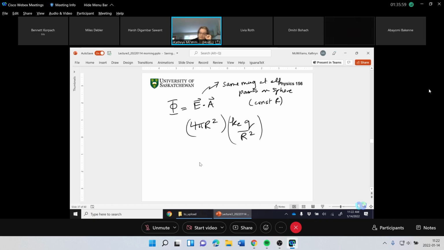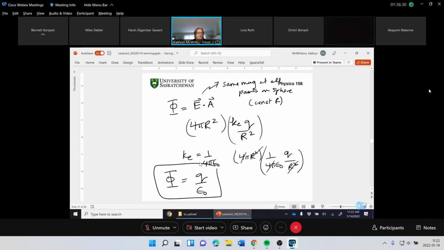Okay. KE is 1 over 4 pi epsilon naught. So you could rewrite this as 4 pi r squared, times 1 over 4 pi epsilon naught, times Q over R squared. So R squared cancels out, 4 pi cancels out. So phi is equal to Q over epsilon naught. So there you go. Pretty straightforward. I'll leave that there so you can screenshot that if you want to.